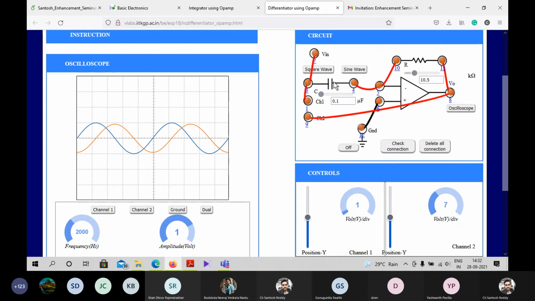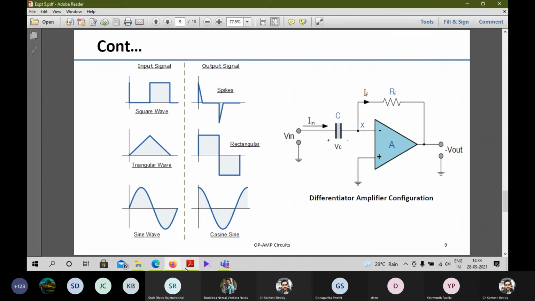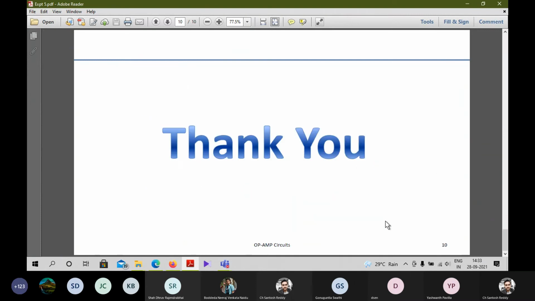So in the differentiator, with respect to the square wave, there is a VLAB limitation. And in the integrator, there is a limitation in the output of the sine wave: this offset. These two VLABs have limitations.